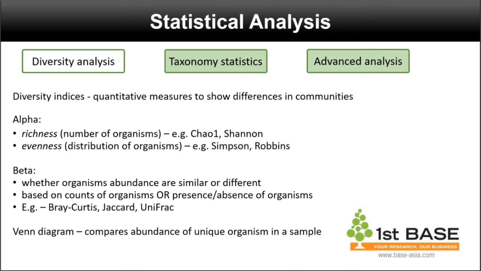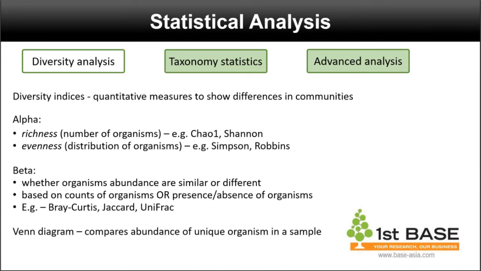Next one is the beta diversity indices. In beta diversity, it is either to check whether the abundance of these organisms is similar or different in terms of counts, or whether the organism is present or not. For this beta diversity, we have Bray-Curtis, Jaccard, and UniFrac. You can also check how they are calculated to know whether it is suitable for your project or not.